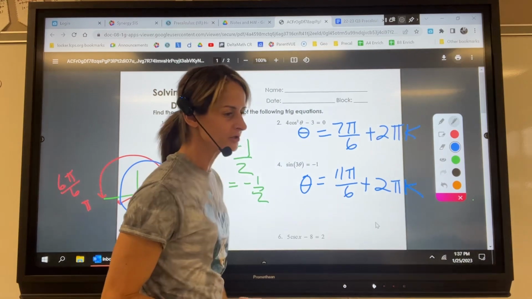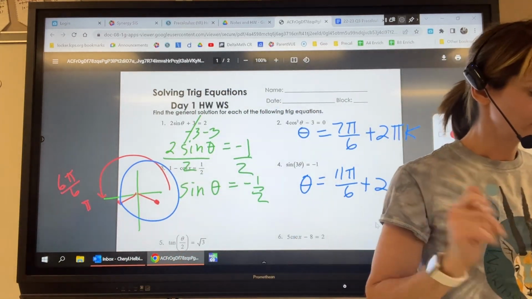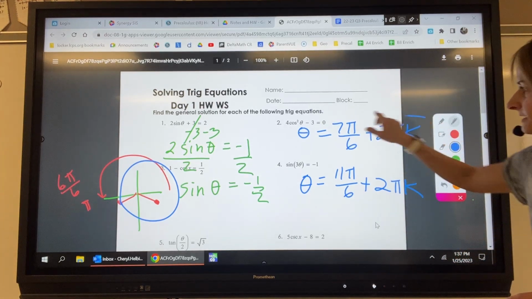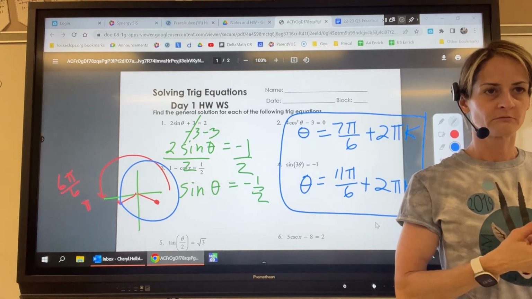It gets a little bit trickier. I hope I picked a problem. I did the next one. We'll get to the next one. Any questions on this? This one has 2 solutions for theta. We good?